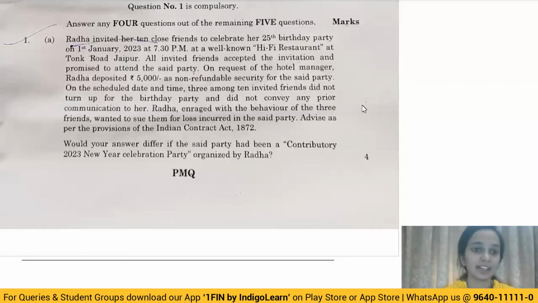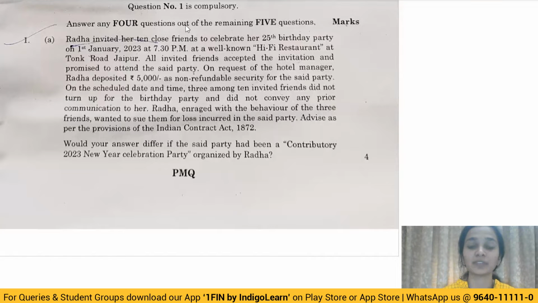Okay, so let's start with the first question. The first question was: Radha invited her 10 close friends to celebrate her 25th birthday party on 1st of January 2023 at 7:30 p.m. at a well-known hi-fi restaurant at Tonk Road, Jaipur. So there's a girl who has invited her friends to her birthday party, and the number of friends she invited is 10. All invited friends accepted the invitation and promised to attend the said party.